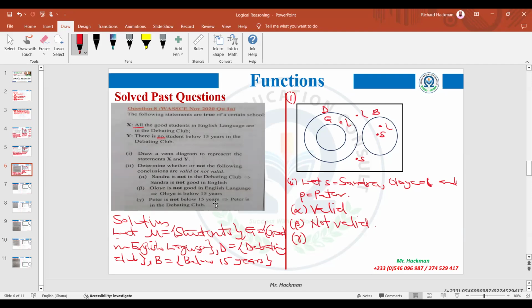Yes, please. So this is the circle for B. We use P to represent Peter. So outside B will be this region, or this region. Do you agree?